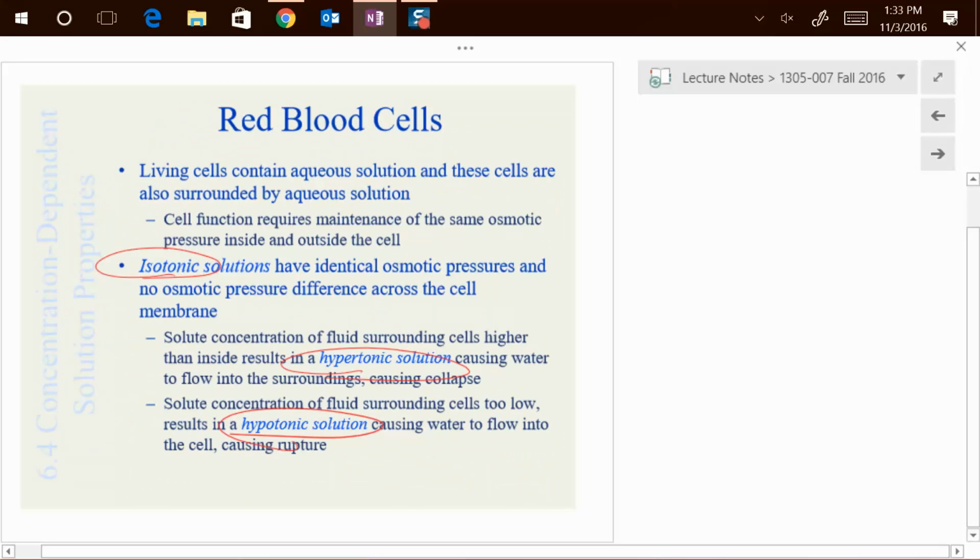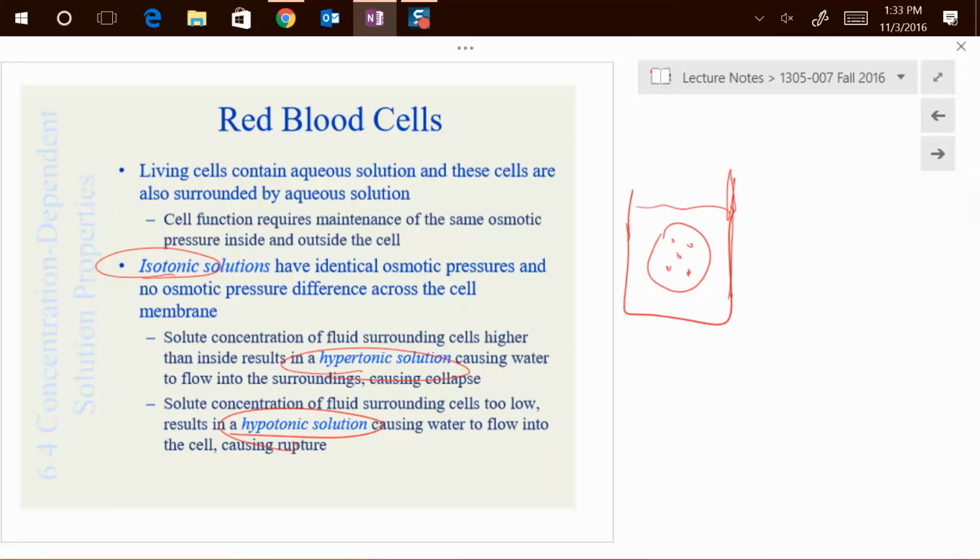So what happens when you put a cell that has an established salt concentration in it into a hypotonic solution where there's no salt, let's say, so it's just pure water? Is that cell going to increase in size, or is it going to shrivel and crenate? If it's a low salt solution, what's going to happen to the cell? Which way will the water move? Is it going to move into or out of the cell?